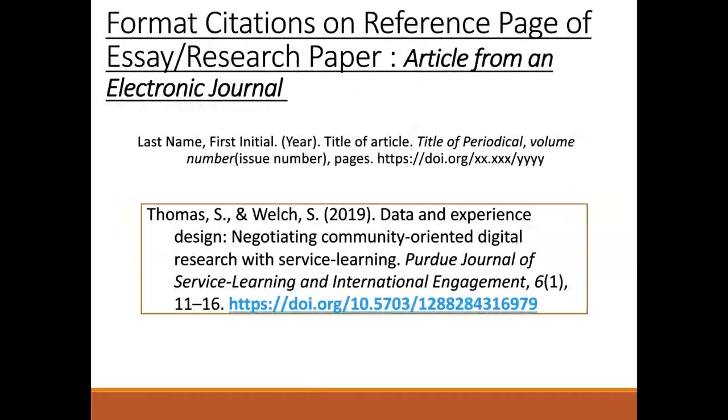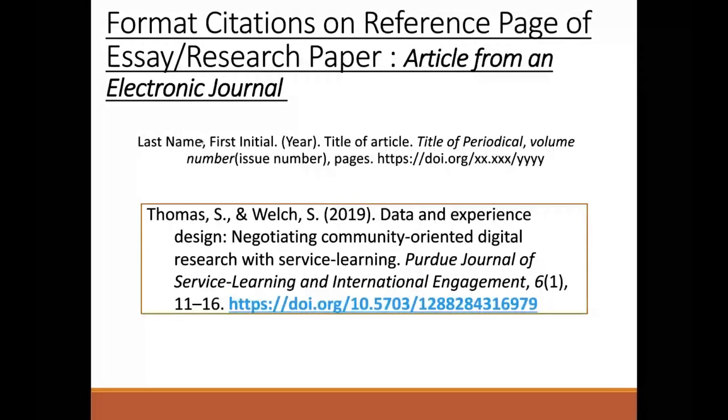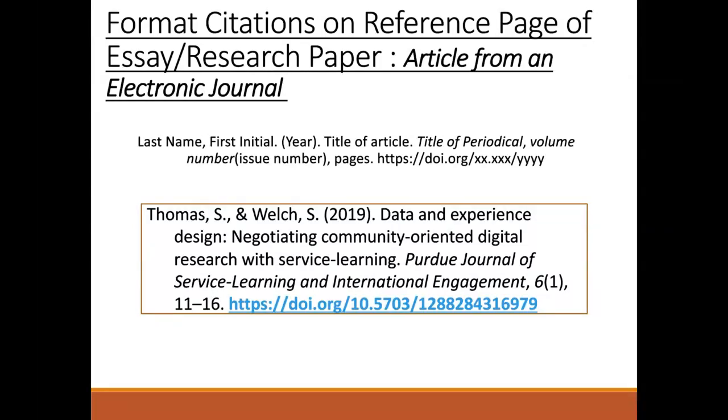If you are using an article from an electronic journal, you will have the last name, first initial, year, title of the article, title of the periodical, volume, number, issue, pages, and then if there is a link, usually a DOI, which is like the social security number of an electronic journal. You don't necessarily have to memorize it, but you can always refer back to it. If it is there, fine. If it is not, it is totally okay.